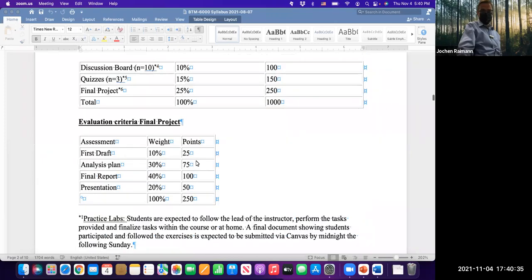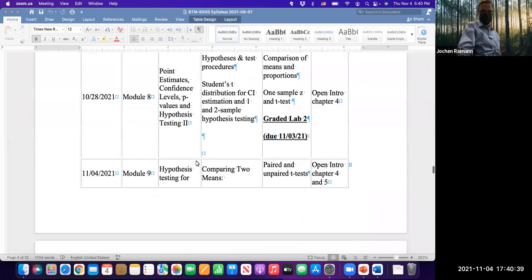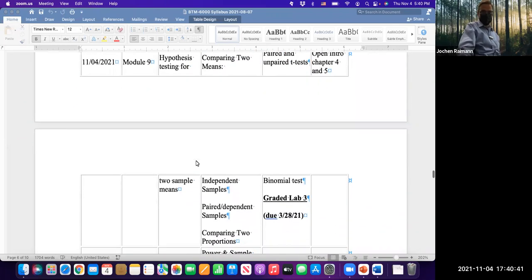We're gonna do comparisons of two samples today. Hypothesis testing for two sample means. We're comparing two means. We do paired and dependent samples, which is important because you compare two situations, before and after. And that's, as you can imagine, something that you will see quite frequently.